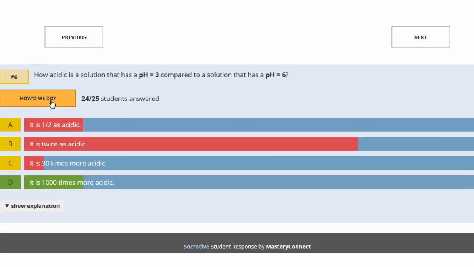The answer is 1,000 times more acidic. Now, that's one of the huge problems that the general public has when it looks at something like pH. The reason for that is that pH is based on a logarithmic scale. If the word logarithm scares you, don't worry about that. We're going to teach you about logarithms here in just a moment.